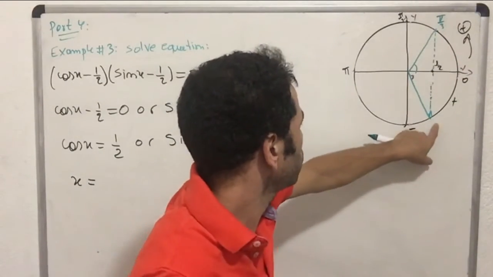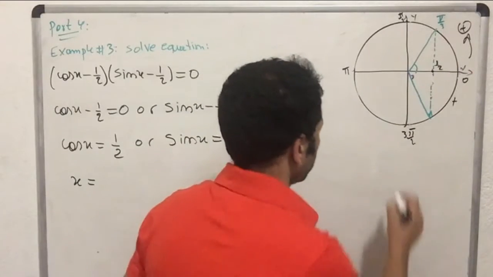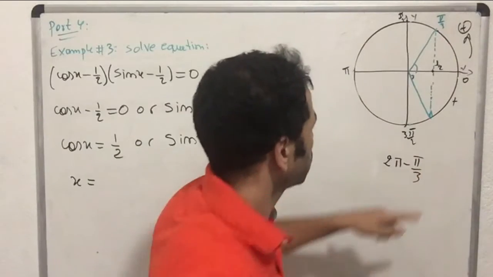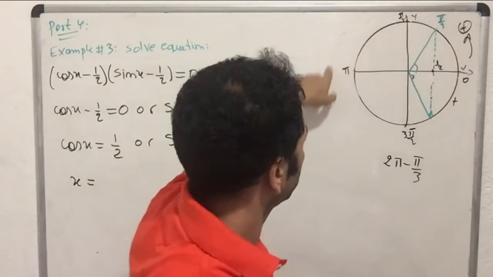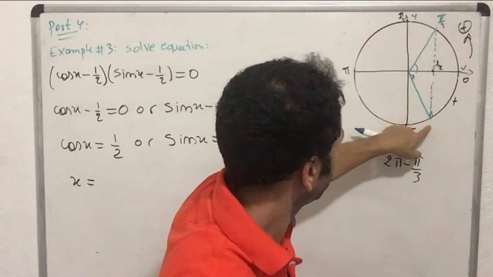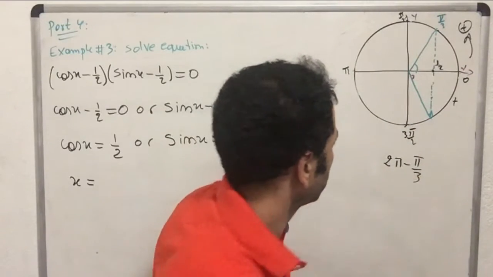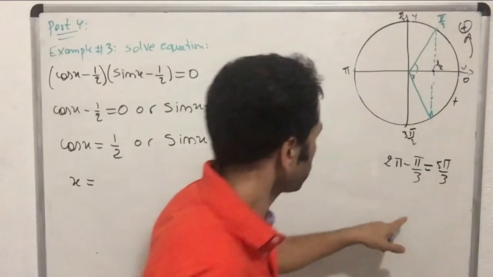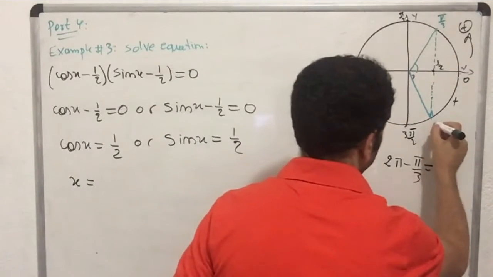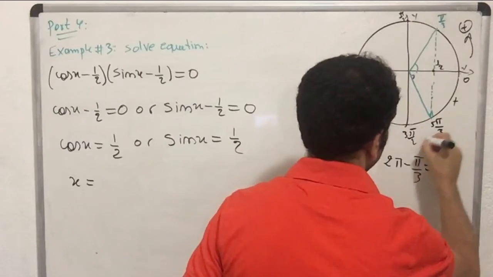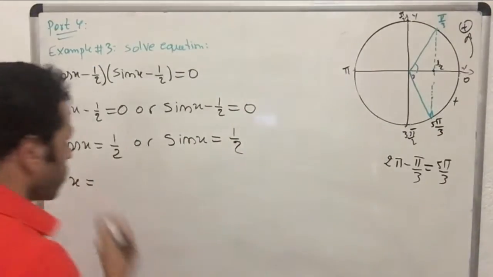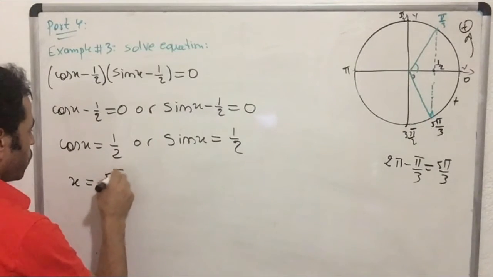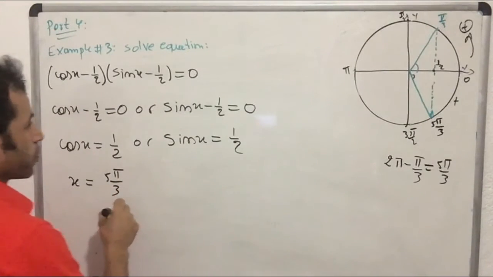To calculate this one, we have to do 2 pi minus pi over 3, because you're turning around the circle from here to here. You will have 2 pi minus pi over 3, which is 5 pi over 3. So this angle is 5 pi over 3. So x equal to 5 pi over 3.